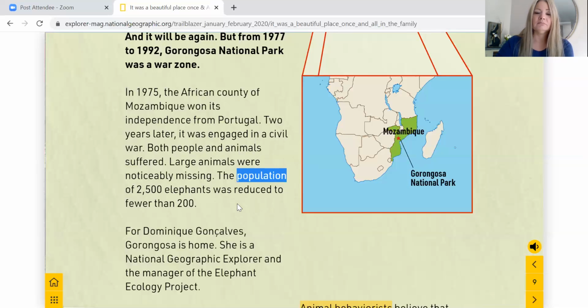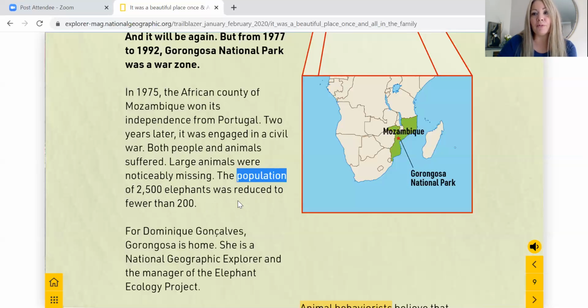Wow. So we're talking about numbers changing, right? So the number of 2,500 elephants was reduced to fewer than 200. I put a word that I already knew in there. Does it make sense? Yeah, it does. So population means number. It's the number of elephants in this sentence.